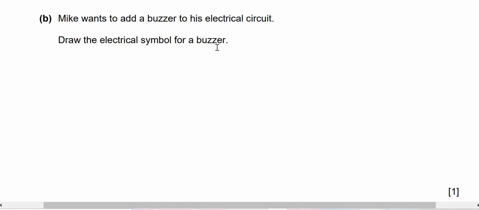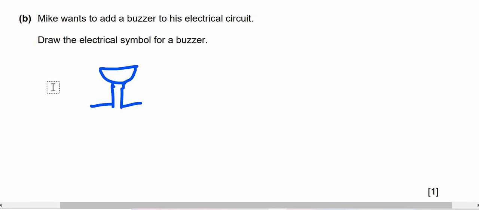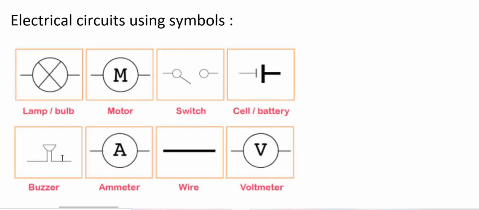10, 9, 8, 7, 6, 5, 4, 3, 2, 1. Okay, here we go. This is the electrical symbol for a buzzer. There's some revision for electrical circuit symbols. So an ammeter, M for motor, bulb is crossed with circle, buzzer, switch here, wire, voltmeter, and cell battery. These are things to remember for science. Cambridge past paper for grade 7, stage 7. Next.